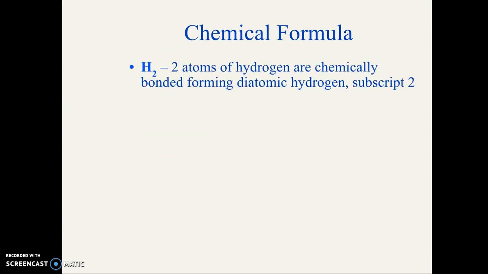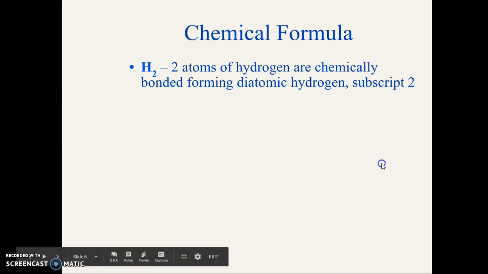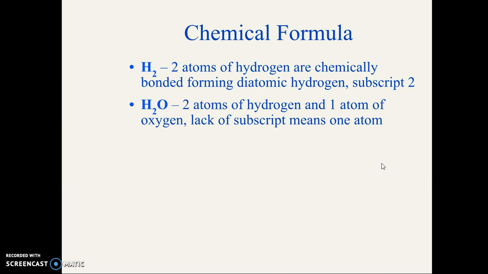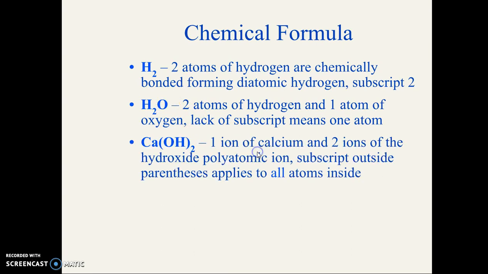So just a little review of chemical formulas, because when we start analyzing and doing stoichiometric relationships between things, you're going to have to know how to calculate the molar mass, not only for elements, but for formulas. So just a little bit of review. Remember that H2 is 2 atoms of hydrogen that are chemically bonded. So that's why you see that subscript of 2. H2O is 2 atoms of hydrogen and 1 atom of oxygen. And remember, if there's no subscript, that's an understood 1.